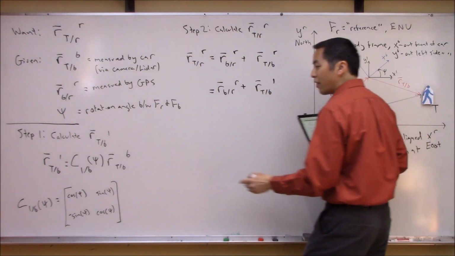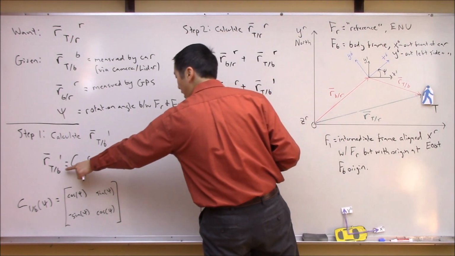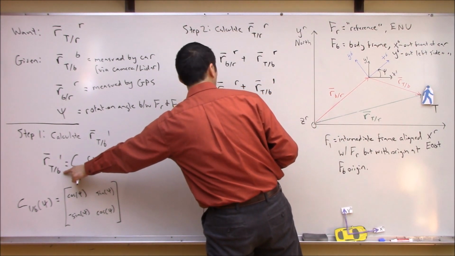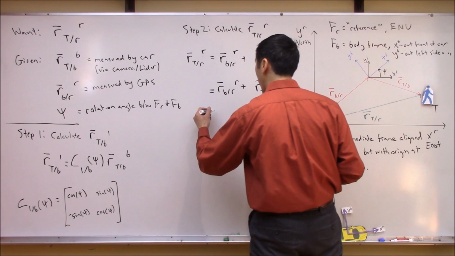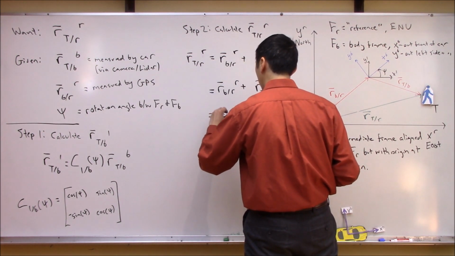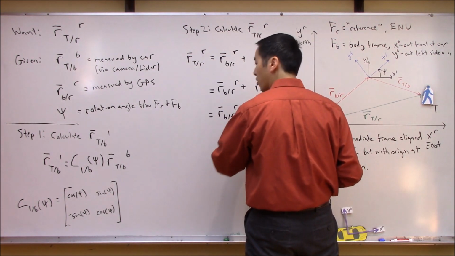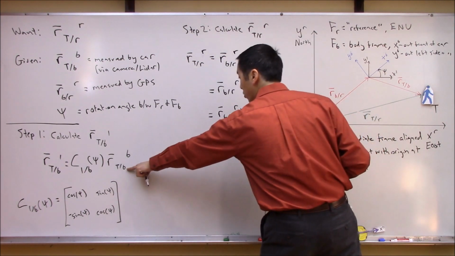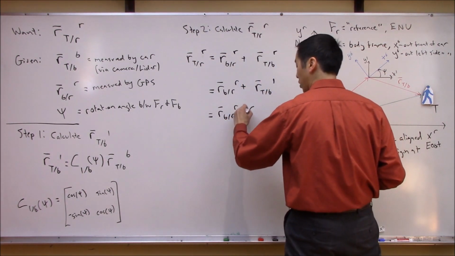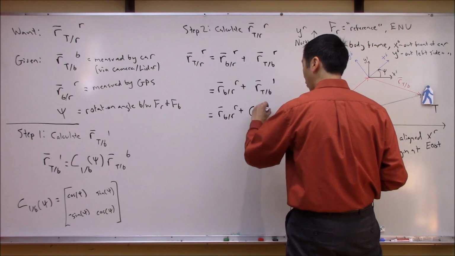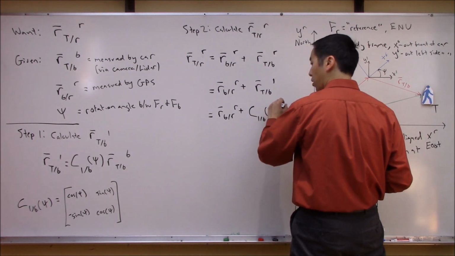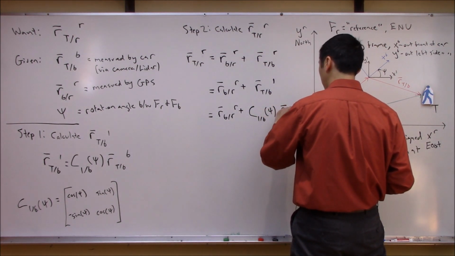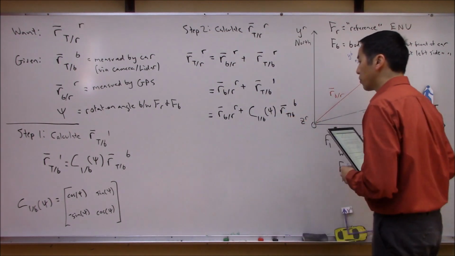Okay, great. And then in that case, you know what? Didn't we already calculate this right here? Okay, so let's just substitute this in. So we end up with RB with respect to R in the R frame, plus, okay, let's substitute in our rotation matrix expression here. This is C1b over psi times RTB expressed in the body frame.